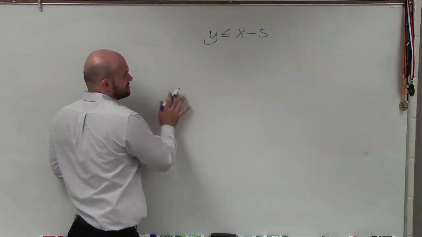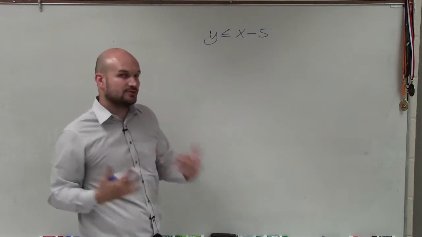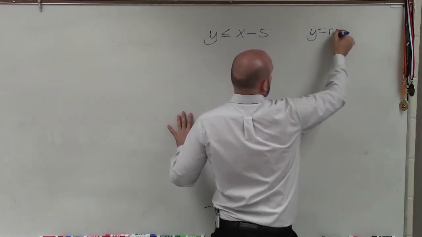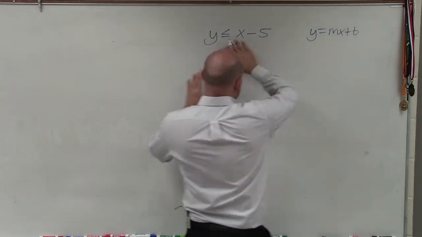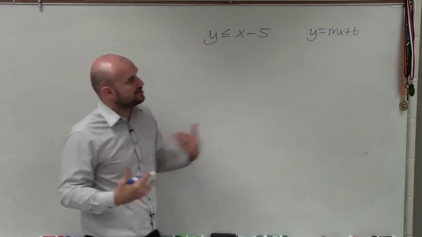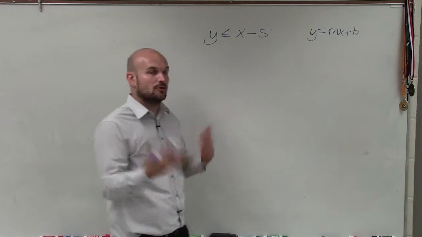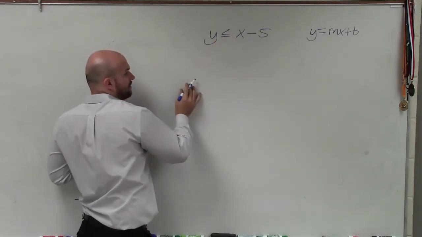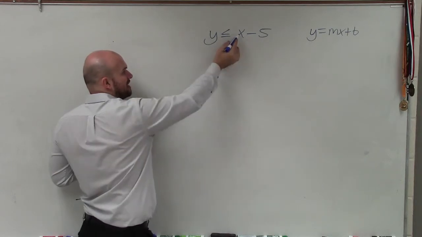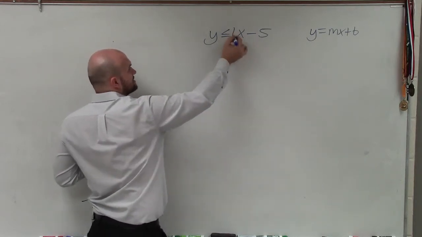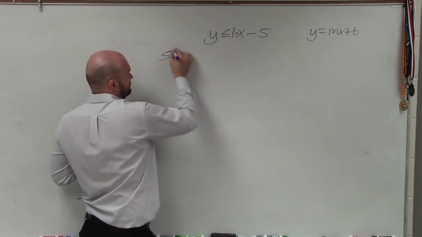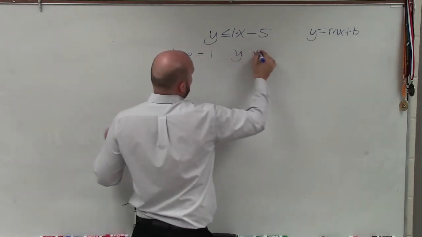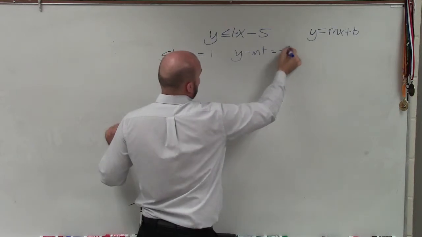So the next thing we want to do is determine how we are going to graph this. Well, this is in slope-intercept form, which is y equals mx plus b. And even though we have an inequality, slope-intercept form allows us to identify the slope and the y-intercept more easily. Now, we notice that there's no coefficient for x, right? But remember, when you have a variable, you can always say the coefficient is 1. So I can write my slope as equal to 1 and my y-intercept as equal to -5.